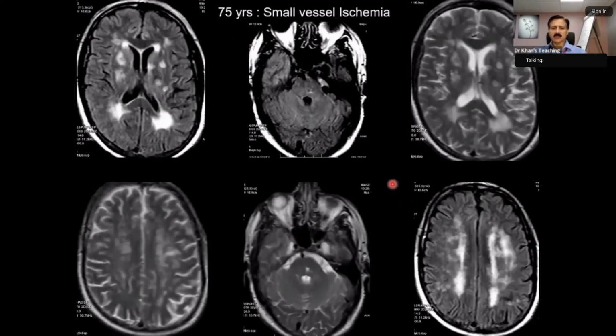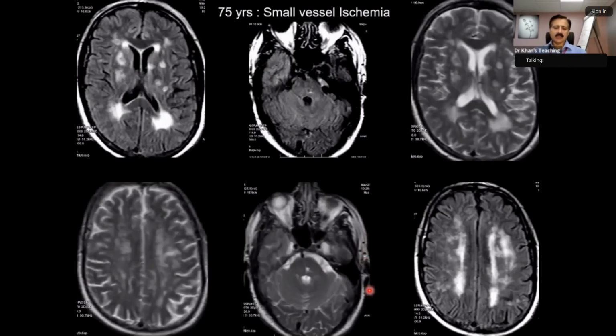Now, small vessel ischemia after the age of 60 has got patterns which can depend. So if the patient has got diabetes, etc., or hypertension, you will have more confluent high signal. So the pattern is different. And age will be a parameter there. And MS is always young age.